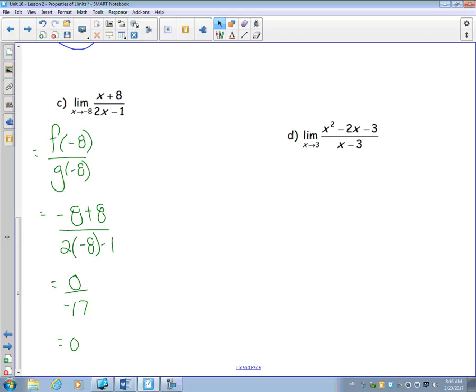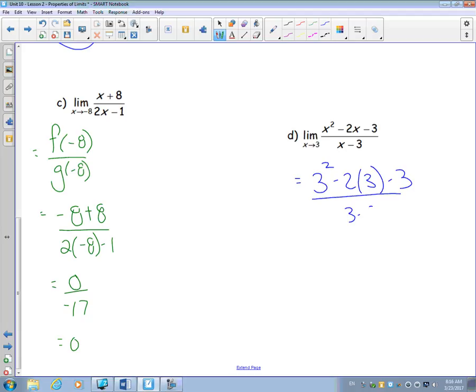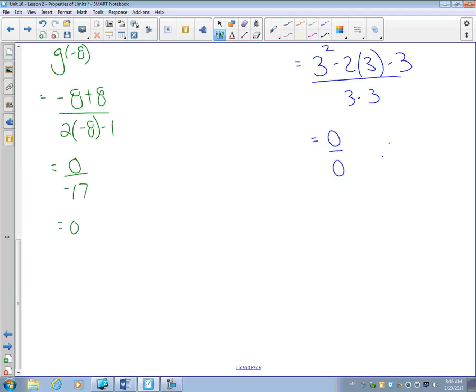Okay, we'll try D. I'm going to stop writing out the f at 3 and the g at 3. We know what's going to happen here. 3 squared minus 2 times 3 minus 3 over 3 minus 3. On the top, we get 9 minus 6 minus 3. Oh, it's 0. Oh, 0 over 0. Well, that's different. What does that mean? That means there's a hole at 3. I know that because I got 0 over 0.